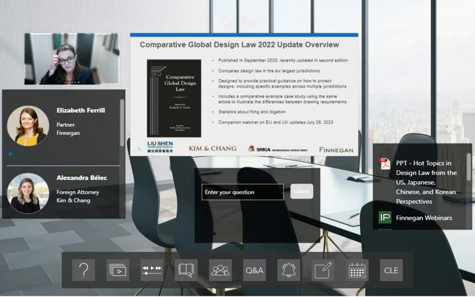Finally, we did a second update this past fall, and we're very excited that in the update we were able to provide additional statistics about filing of designs as well as enforcement of designs around the world. Again, we think that the purpose of the book is to help provide an overview of design law around the world for those who need to make decisions about filing as well as enforcement.